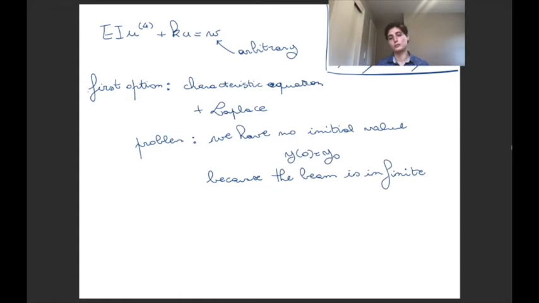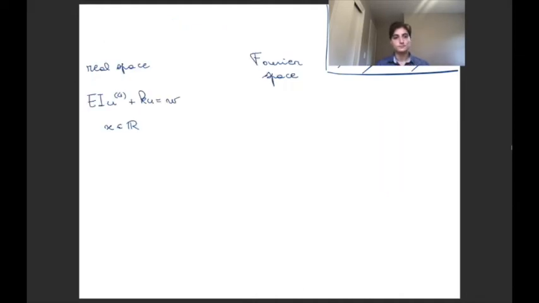What's the problem with that? Well, the problem is applying the Laplace transform because we have no initial value. The beam is infinite in both directions. We don't have a point y(0) equals y0. So we're going to work with the Fourier transform that treats the whole real interval. Assuming the beam doesn't swing to infinity, but is stabilized at infinity, we can use this.